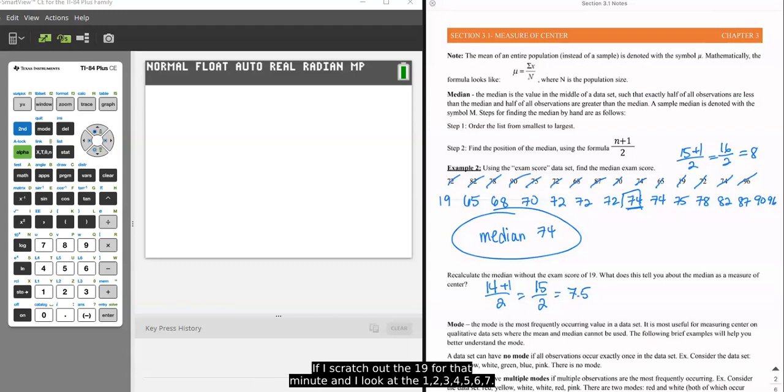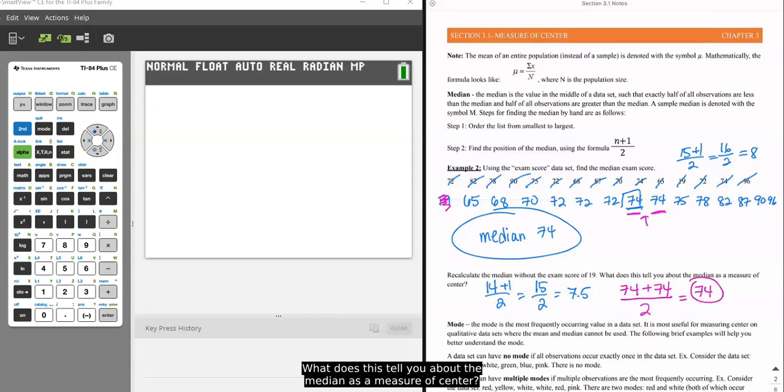So I'll scratch out the 19 for the moment, and I look at 1, 2, 3, 4, 5, 6, 7. So this is my 7, and then this is 7 from both sides, because I'm trying to find the ones in the middle. So I'm going to take the 74 plus the 74, my two middle numbers, divide that by 2, and I still get a median of 74.